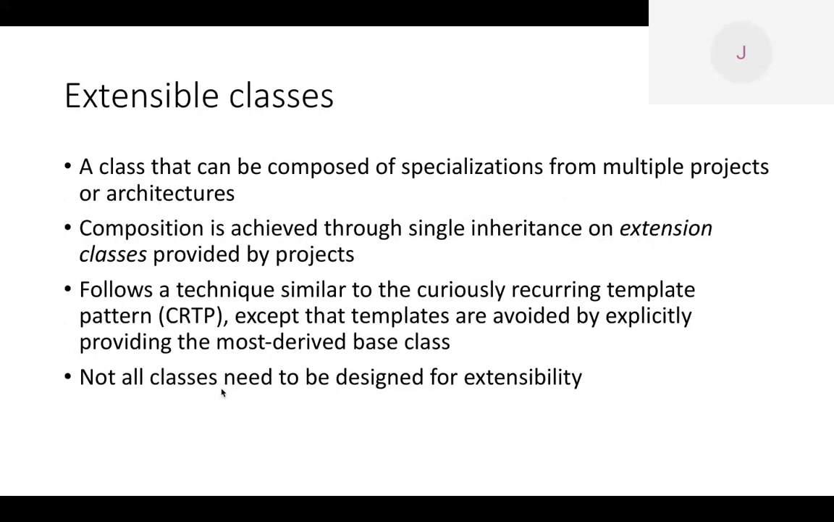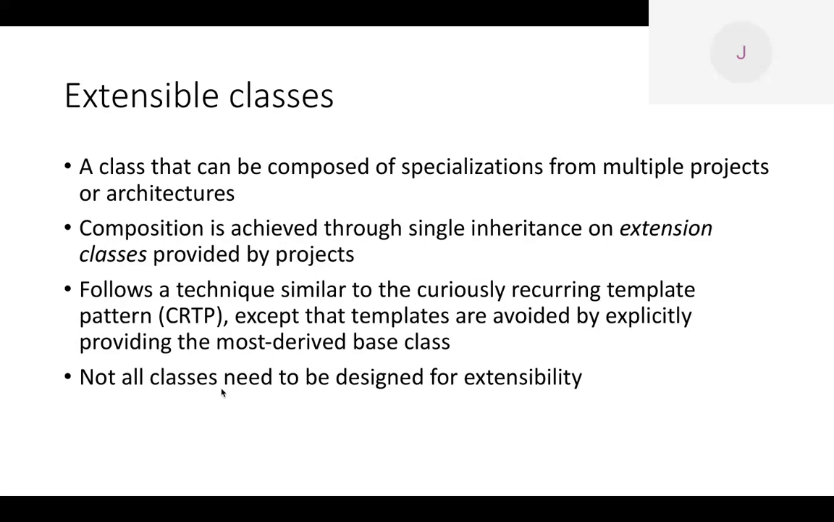Okay, so I just said extensible classes, so I guess I should define what we're starting to talk about here. An extensible class is a class that can be composed of specializations from different projects, and it can be multiple projects at the same time, or it can have multiple architecture specializations as well. Now, a particular extensible class should only have one architecture. You're not going to be extending something for x86, and a little bit later on in this cycle extending it for power. It should be one uniform extension.